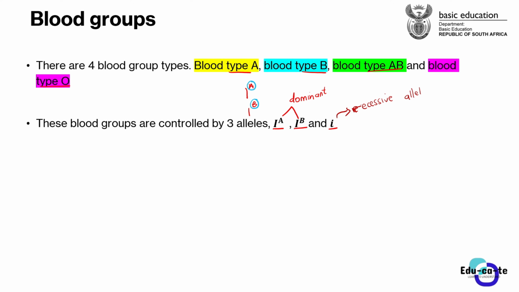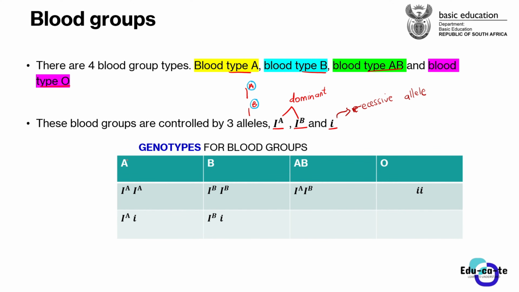Now with that being said, let us look at the possible genotypes for each and every blood group type. Let's first look at blood group A. For us to say that someone has got blood group A, their genotype can be I to the power of A and I to the power of A. This genotype indicates to us that this is blood group A. Once you see this exponent letter on top of I, if it is A, it means that it is associated with blood type A. So this condition is actually homozygous dominant.